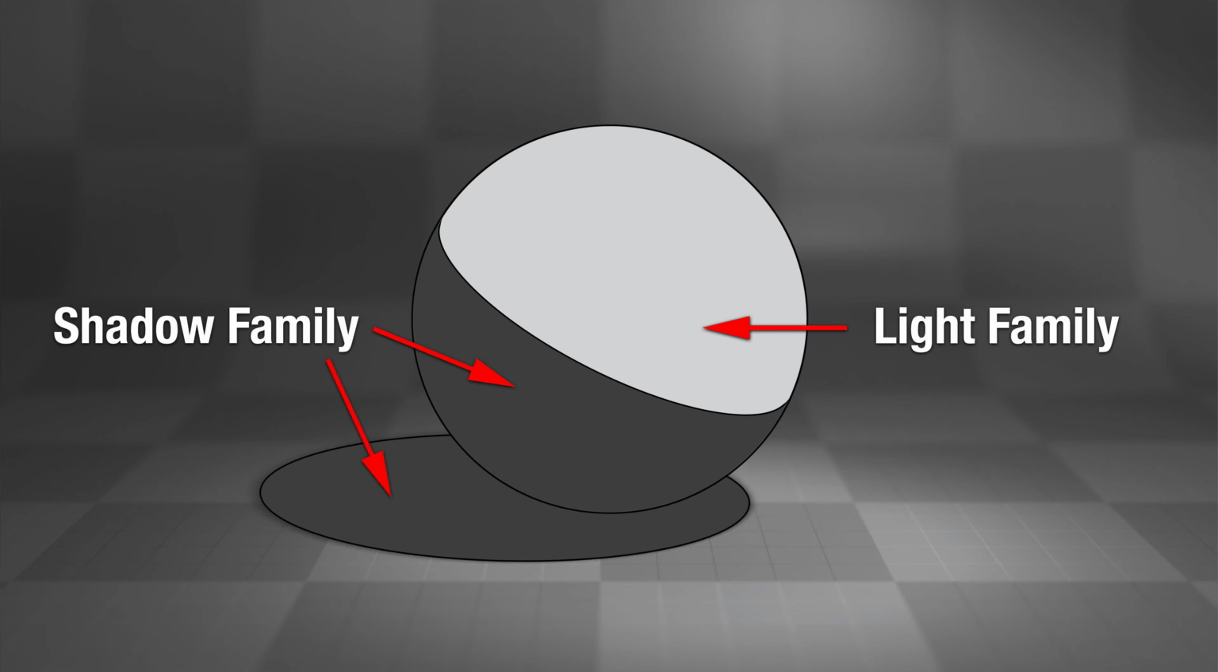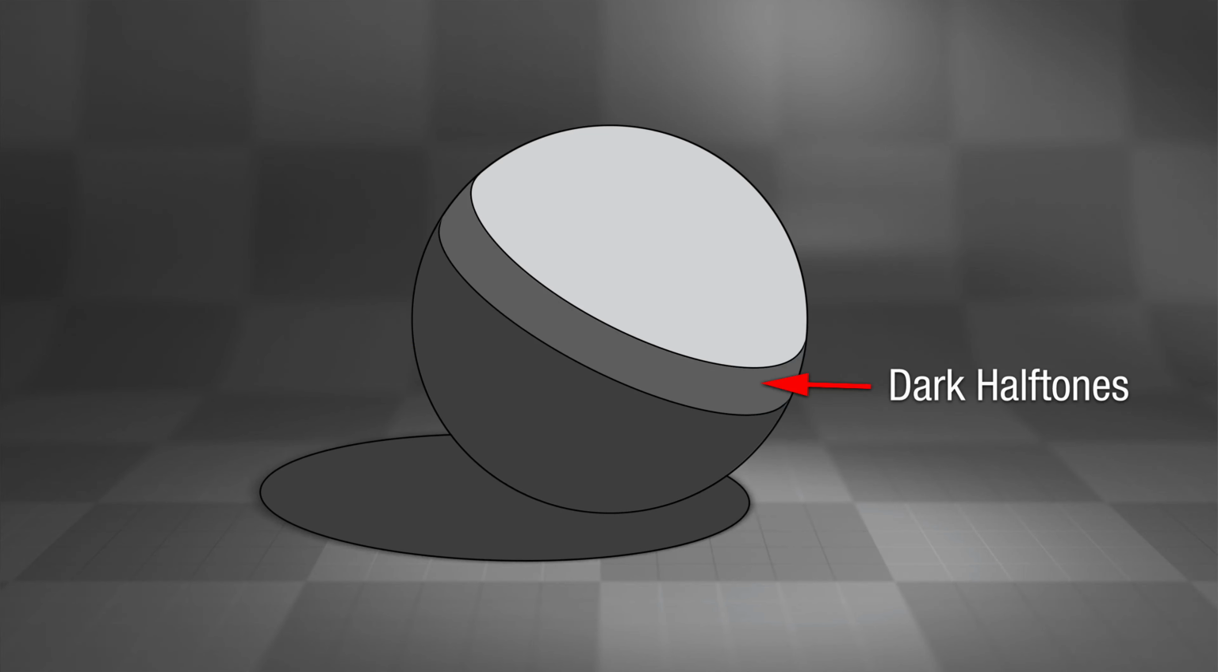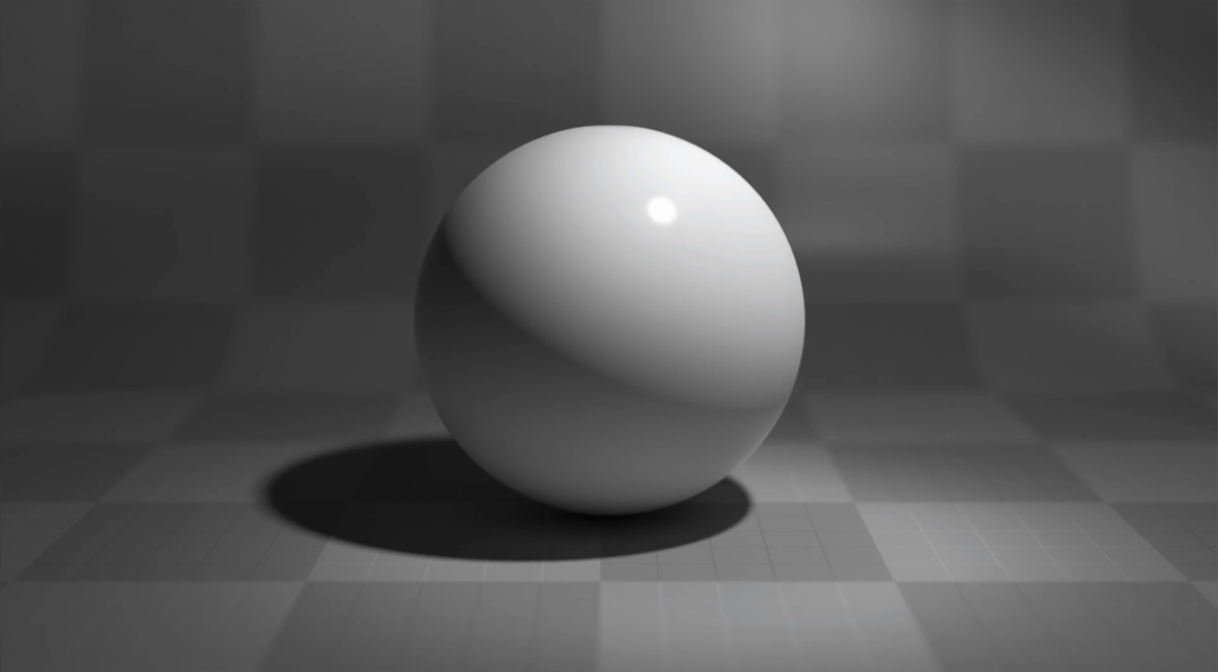Then we subdivide the light family into dark halftones and light halftones. Dark halftones are those that are close to the terminator. We now have 3 value groups. Let's compare this to the original image. These value groups give us a good starting point, but we're missing a few things in our simplification.